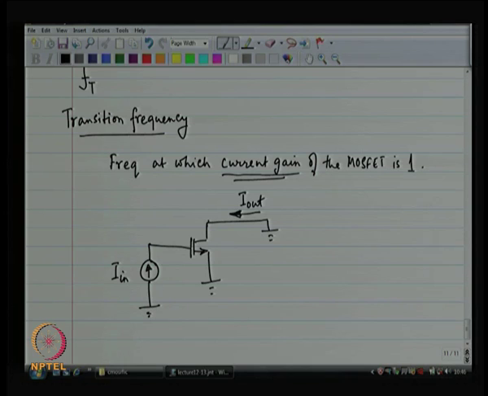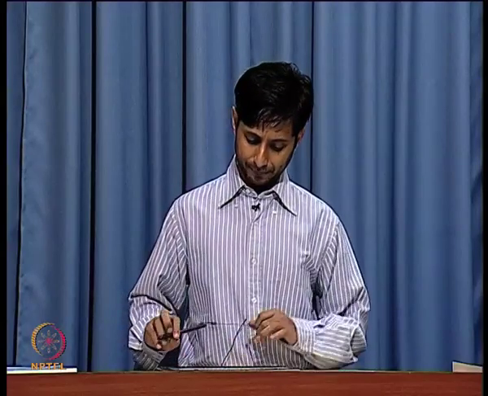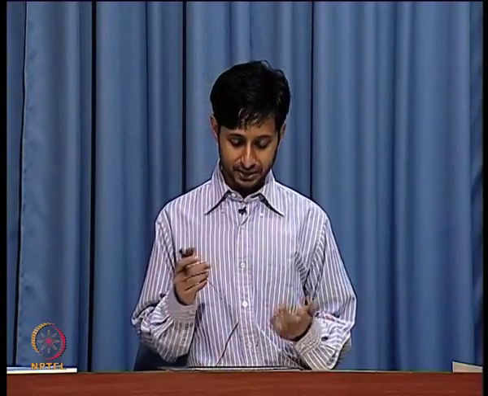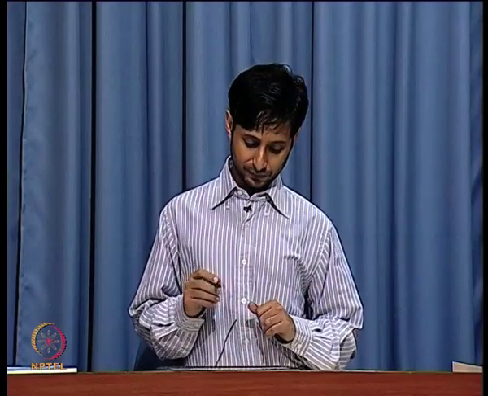Okay. And we are going to sweep the frequency of this input current source, it is a small signal current source. We are going to sweep this frequency of the input current source till I out by I in is equal to 1. That frequency is going to be the transition frequency, that is the definition. Okay. So, let us see what the current gain is, and then we will easily find out the transition frequency.